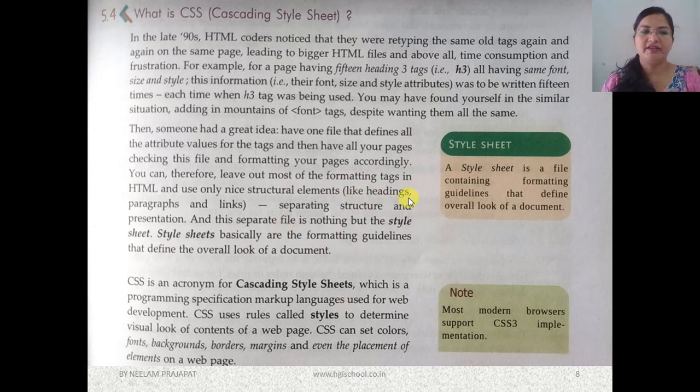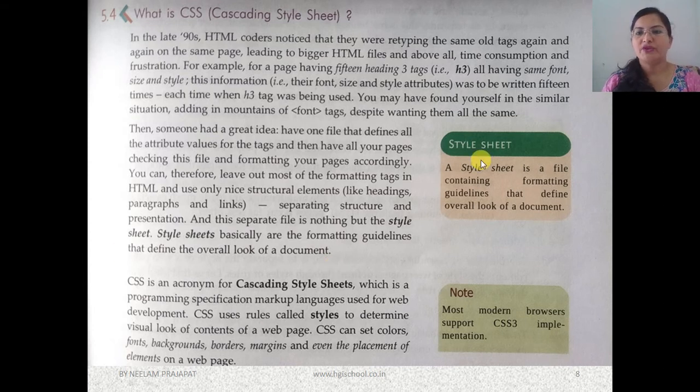So here we can put designs for headings, paragraph, links, body tag, etc. It will separate the structure and the presentation, and this separate file is nothing but the style sheet. That CSS file is known as a style sheet. Style sheets are basically the formatting guidelines that define the overall look of a document. Overall look means the design can be kept completely in the style sheet, so that we can simply separate the design from the presentation.